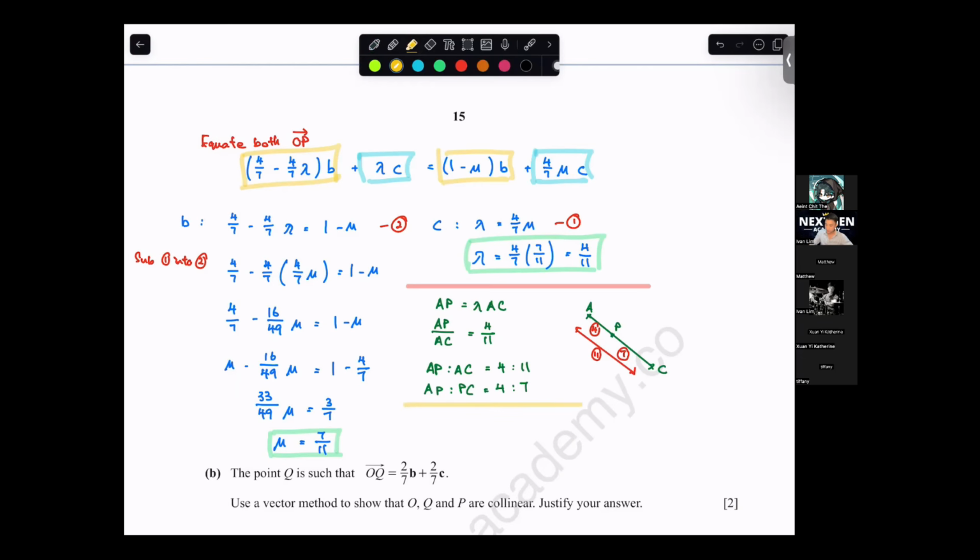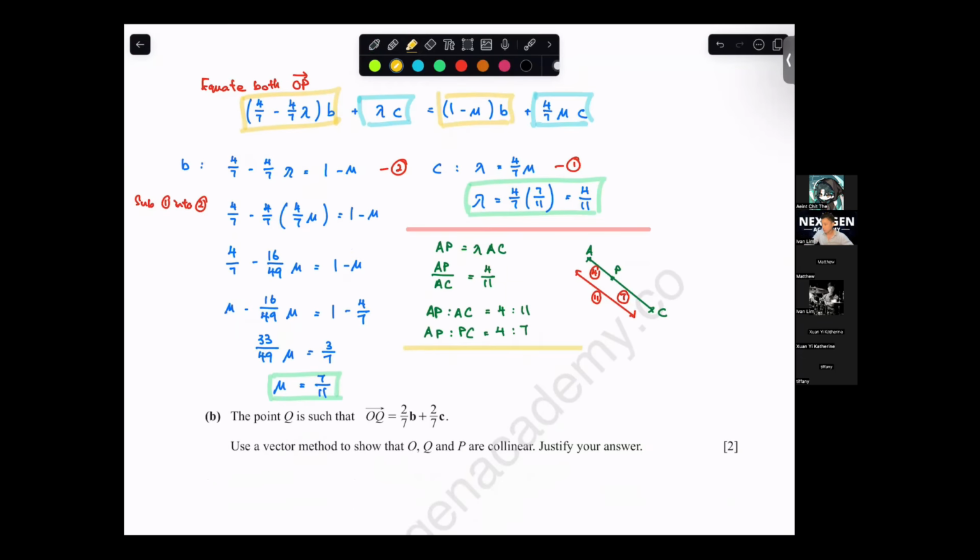You're going to do this same explanation for the other one as well. BP to BD is equal to mu. BP over BD equals mu, which is equal to 7 over 11. Okay, do I keep writing now? BP to BD is equal to 7 to 11. Therefore, for the final one, you look back at the diagram.